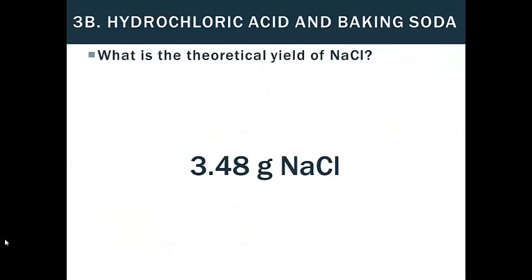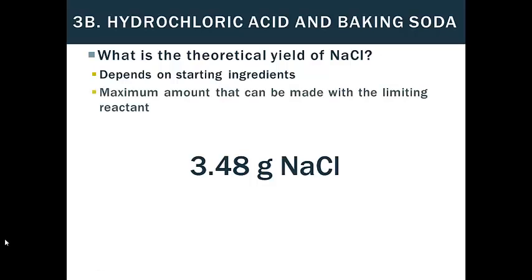Next, what is the theoretical yield of NaCl? So it is the maximum amount of salt that I can possibly make, and it depends on the starting ingredients. So my limiting reactant was the 5 grams of baking soda, and the maximum amount of salt that I can make from that is 3.48 grams of NaCl. So theoretical yield is based on calculations. Remember, whenever you calculate for something, you're assuming everything's going to go right. So that's the theoretical maximum amount that you could make. But of course, in an actual experiment, there's always error.